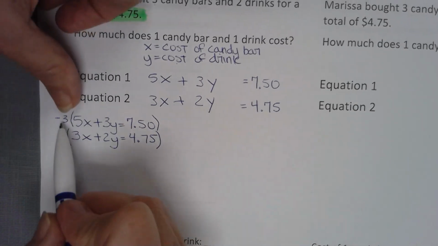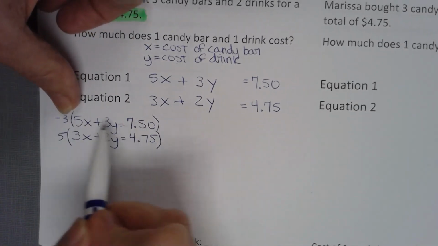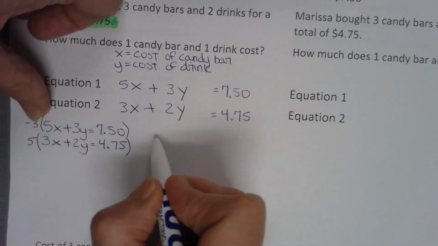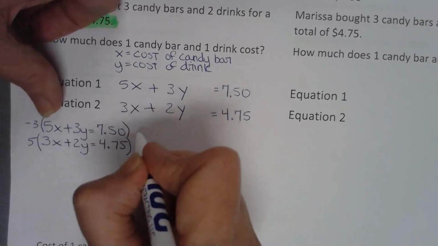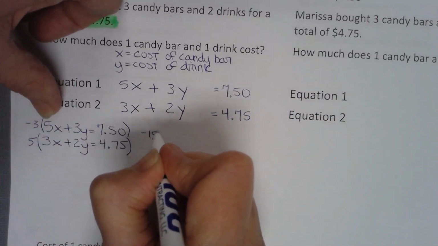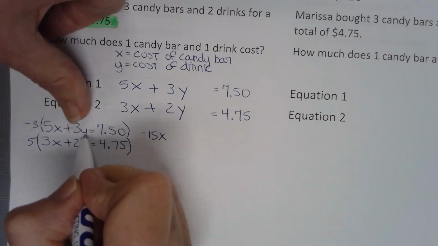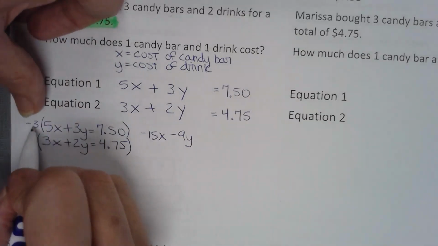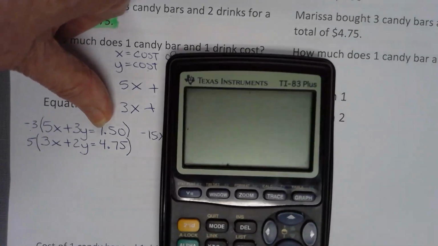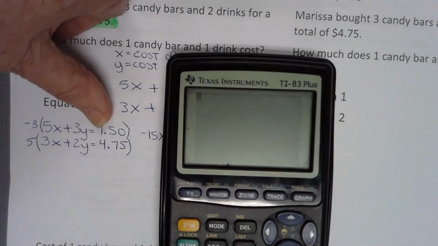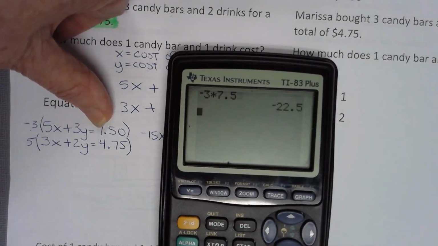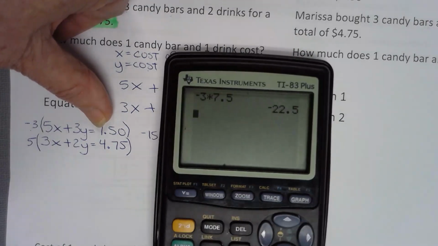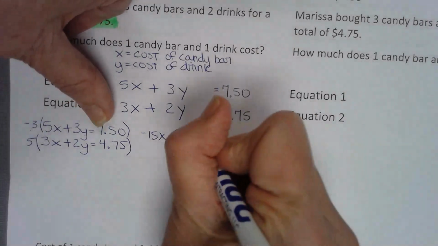So let's multiply all 3 of these terms by negative 3. I'm going to write them right over here. So this is negative 3 times 5x is negative 15x. Negative 3 times positive 3y is negative 9y, and negative 3 times 7.50, go ahead and grab your calculator, negative 22.5.